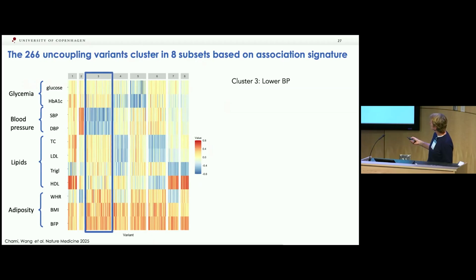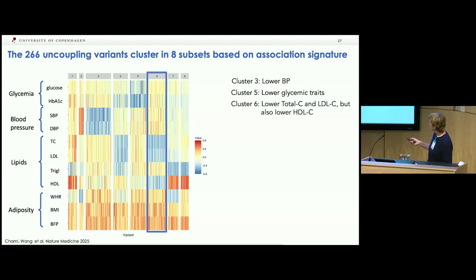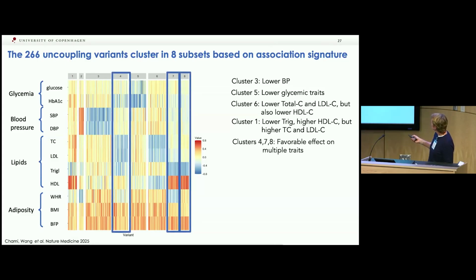Cluster 3 is associated with lower body fat, lower blood pressure. Cluster 5 with lower glycemic traits. Cluster 6 with a healthier lipid profile. Cluster 1 is pretty complicated because it has a healthy profile for triglycerides, but unhealthy for glycemic traits. And then 4, 7, and 8 are actually more globally associated with a healthier profile.